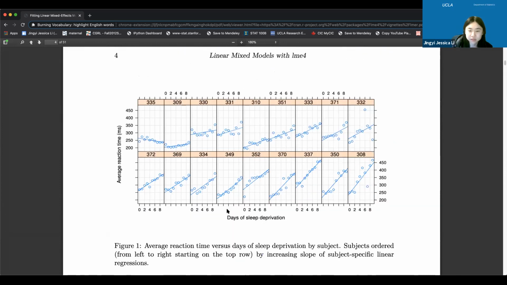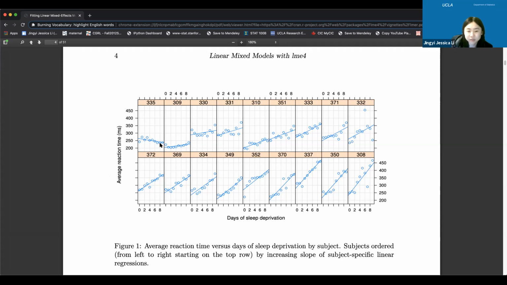In this figure, you're going to see that the predictor or feature is the days of sleep deprivation, and the response is the average reaction time. So what we will expect is that the more days of sleep deprivation, the longer the reaction time should be. And we did see that for many subjects, but it's different from person to person. Like here, for this subject, we even see a decrease in reaction time. So we do want to incorporate those.